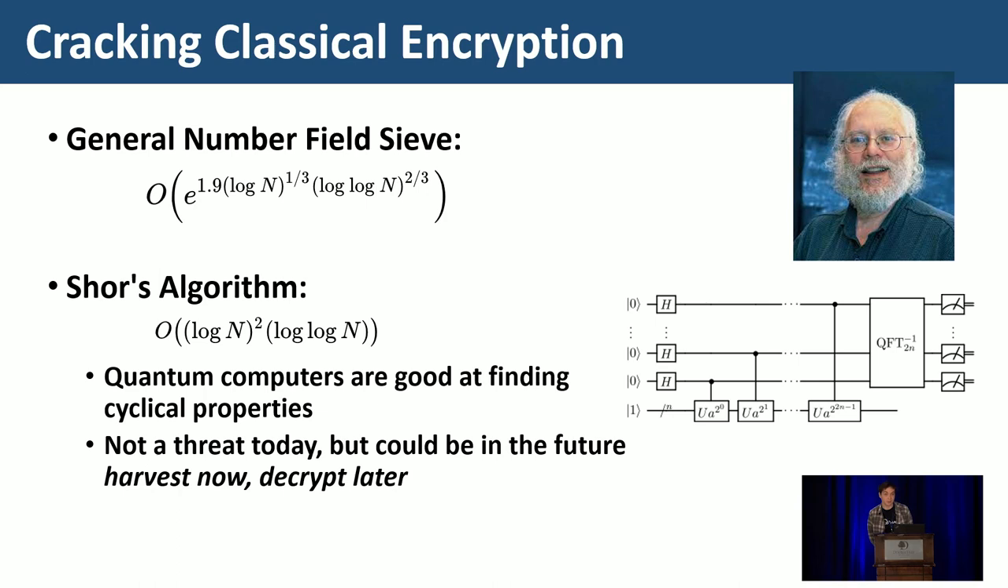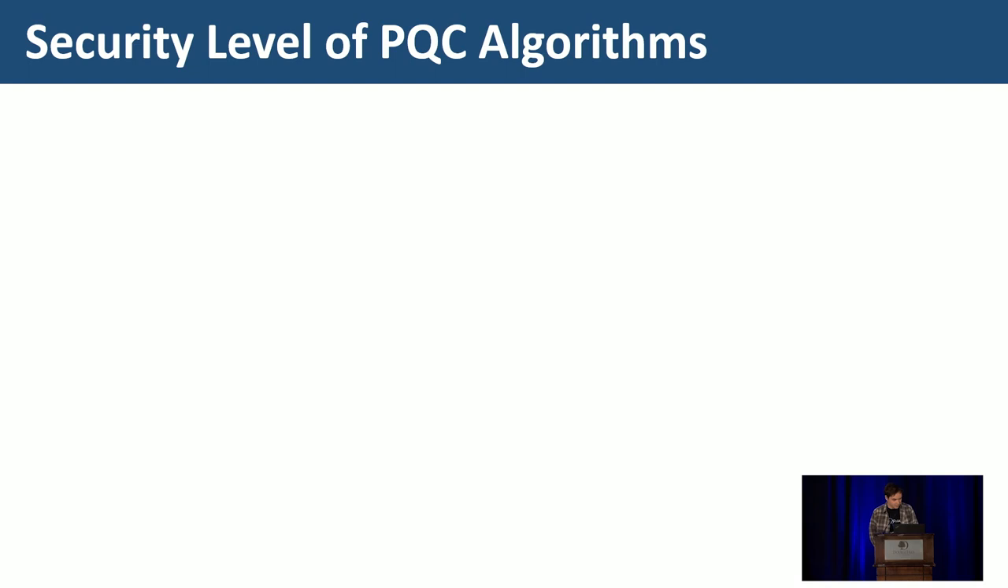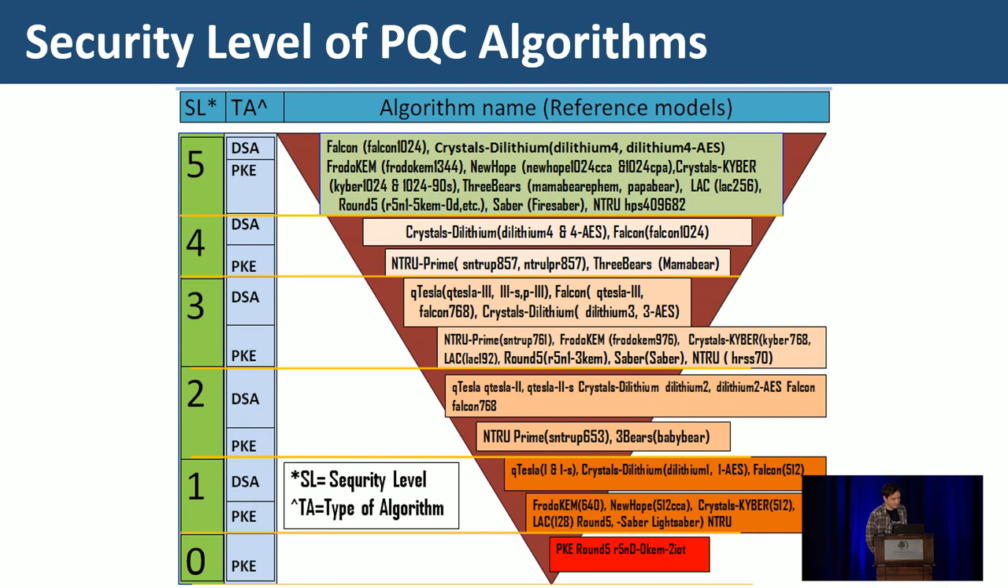To address this, the field of post-quantum cryptography was born, and in 2016, NIST called for a contest: can we develop algorithms and encryption schemes that are resilient to quantum computers? This was the timeline, and towards the end, four candidate algorithms came out that are resilient to quantum computers, and particularly Shor's algorithm. Here's another timeline of some of these security levels and the winners.